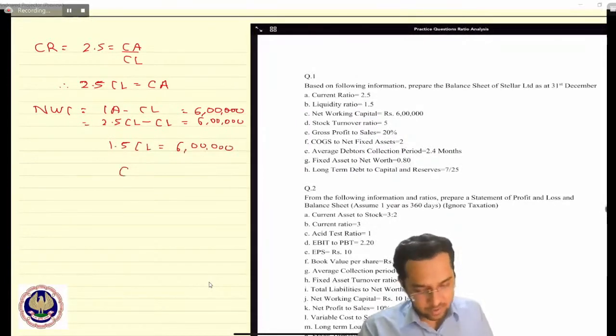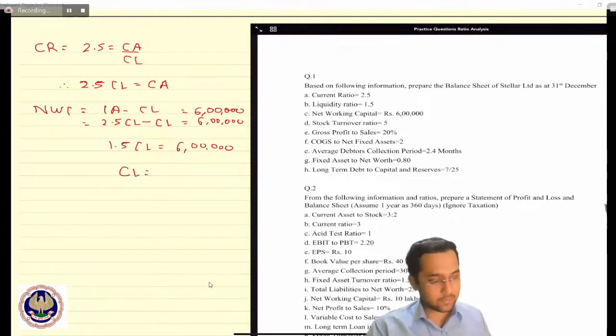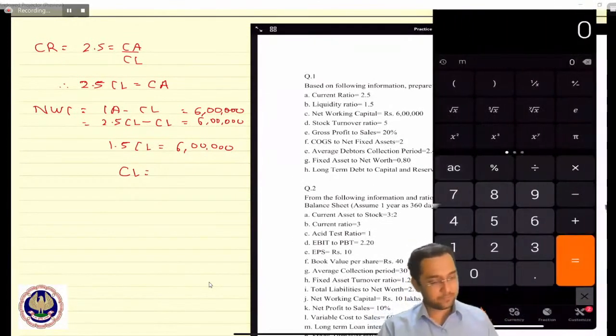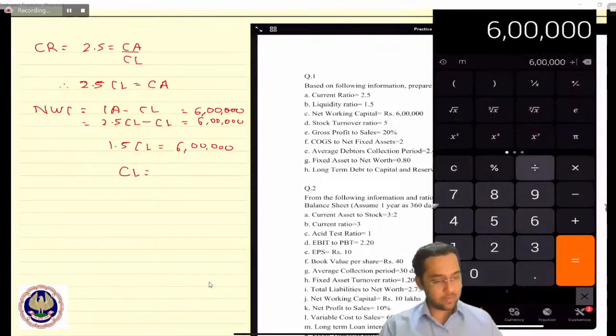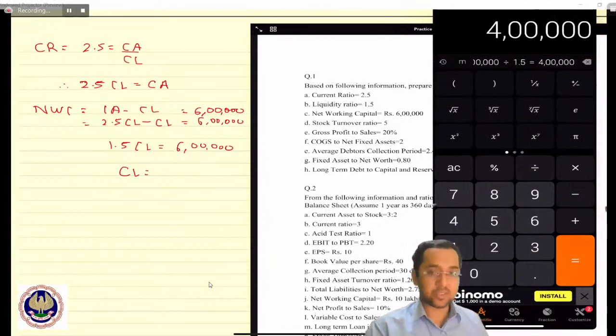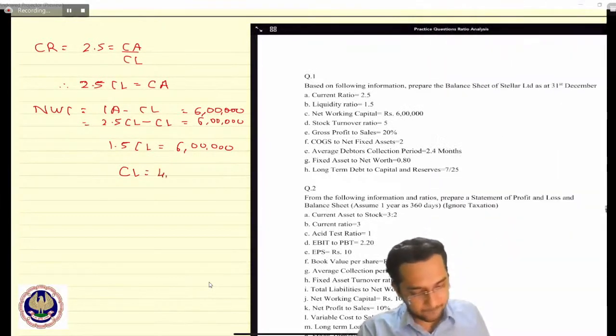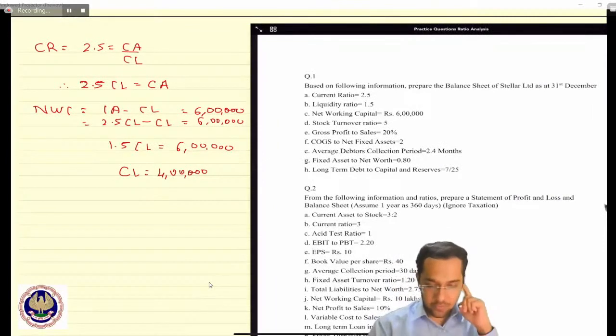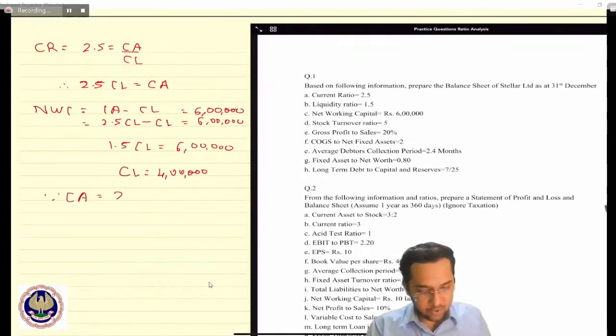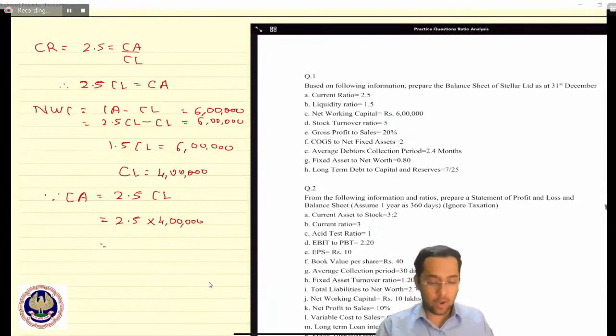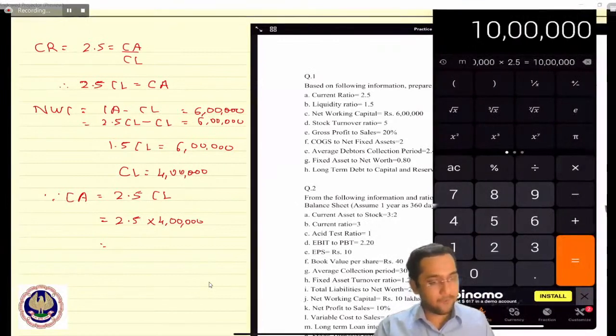That will give us a current liability figure of 6 lakh divided by 1.5. So current liability works out to be 4 lakh. Now, based on this current liability of 4 lakh, since current asset was 2.5 times of current liability, it is 2.5 times of 4 lakh, which will give you the current asset figure as 10 lakh.